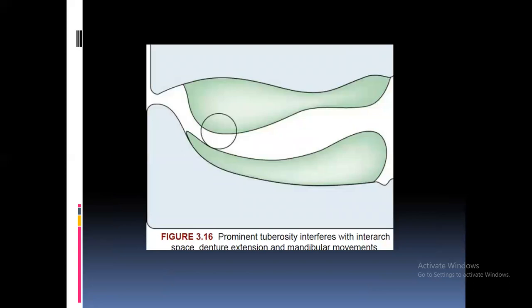And this picture shows a prominent maxillary tuberosity that interferes with the interarch space, denture extension, and mandibular movements. If the prominent tuberosity is present on either side of the maxillary arch, at least one side is required for surgical intervention.